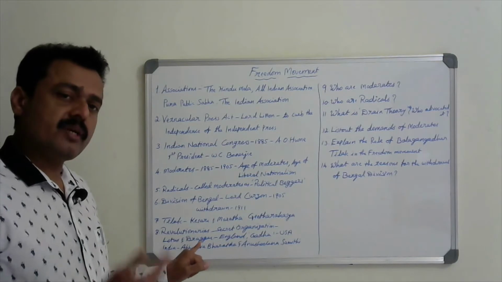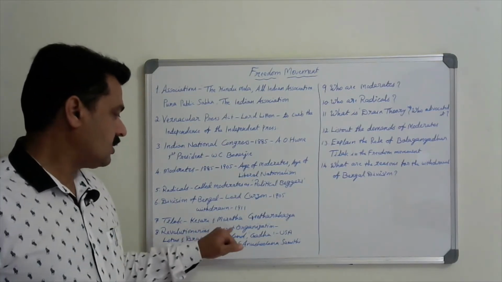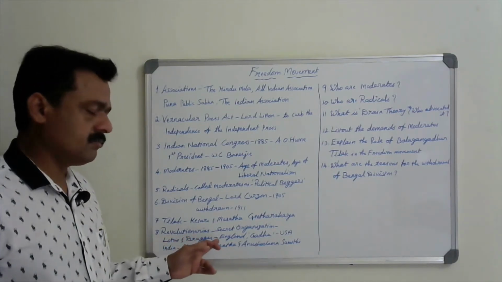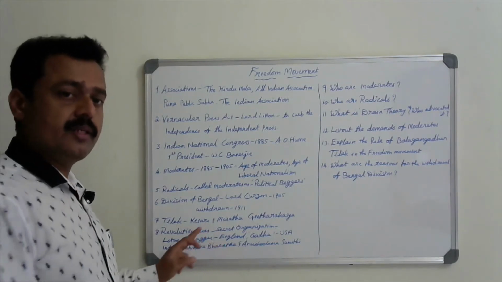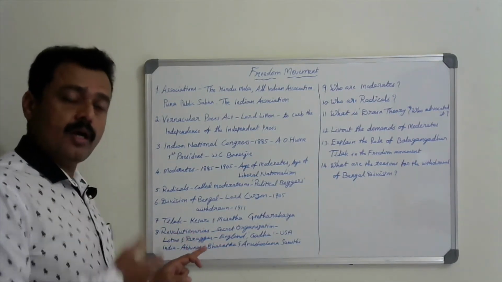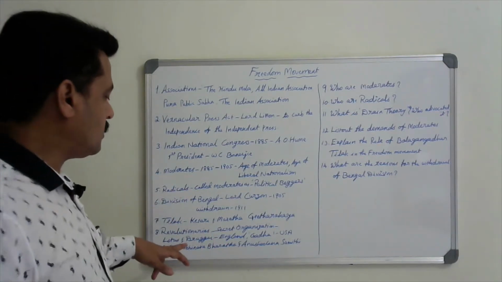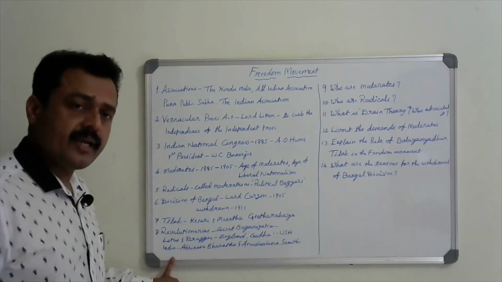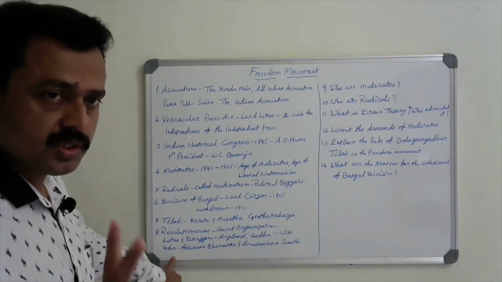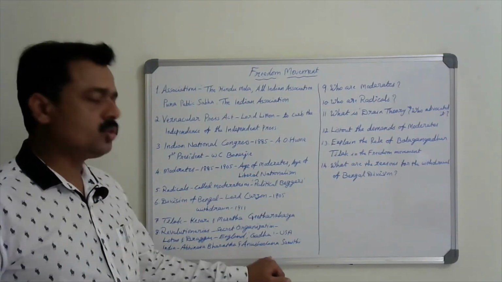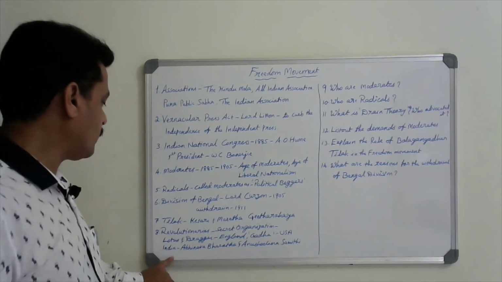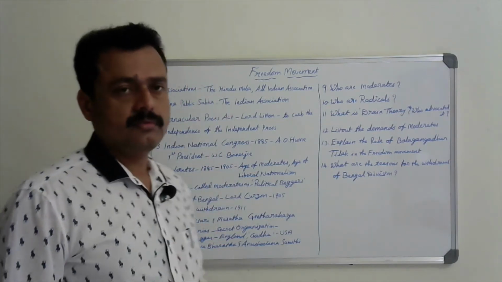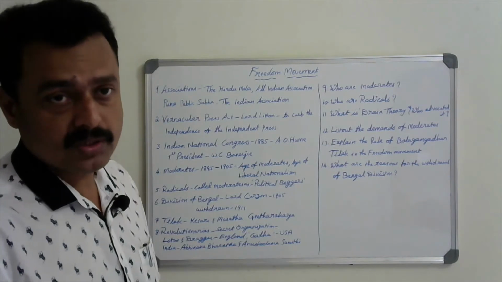Next come the revolutionaries. Secret organizations were established, especially in England, the Lotus and Dagger, a secret organization established in England. And in the USA, Ghadar. And in India, two secret associations were there: Abhinav Bharat and Anushilan Samiti. These are the two secret organizations in India. So these are the important questions, the possible 1 mark or multiple choice questions.